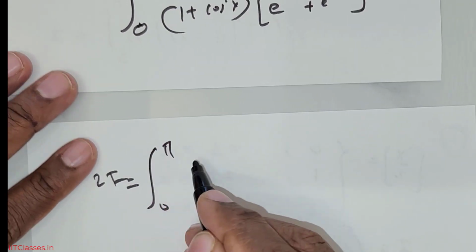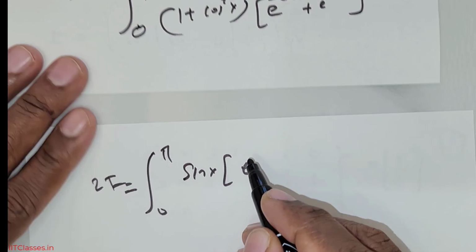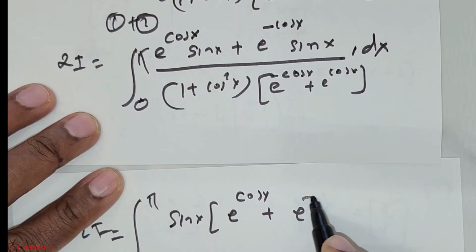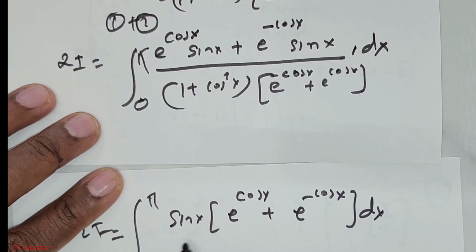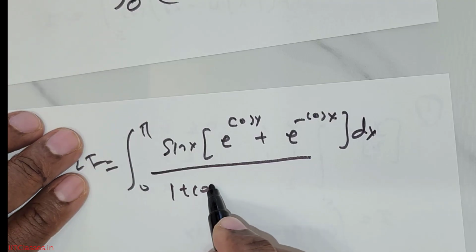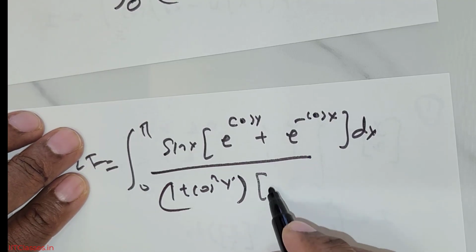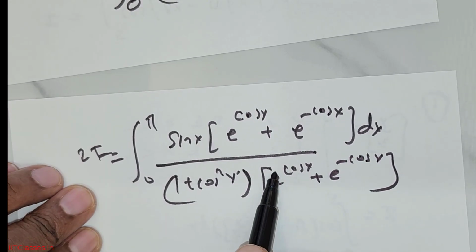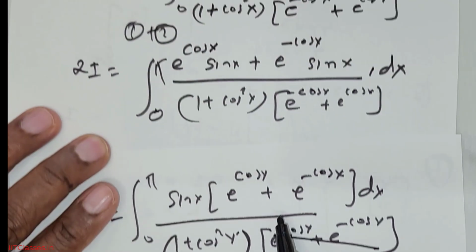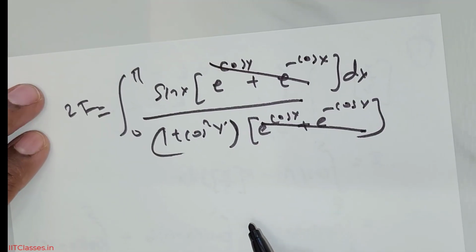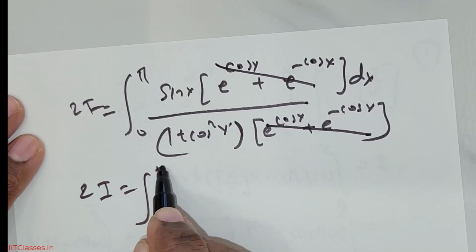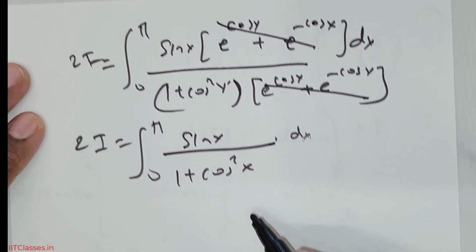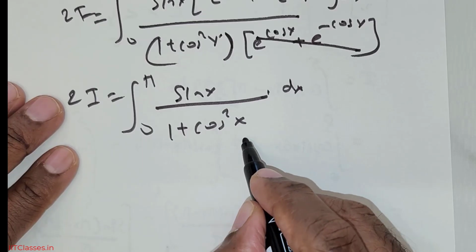So the integral from 0 to pi, I take sin x out, what do I get? I get (e^(cos x) + e^(-cos x)) dx divided by the denominator, which is 1 + cos²x multiplied with (e^(cos x) + e^(-cos x)). Now e^(cos x) + e^(-cos x), you see that goes off with the one in the numerator. So you have 2I equals the integral from 0 to pi of sin x over 1 + cos²x dx.